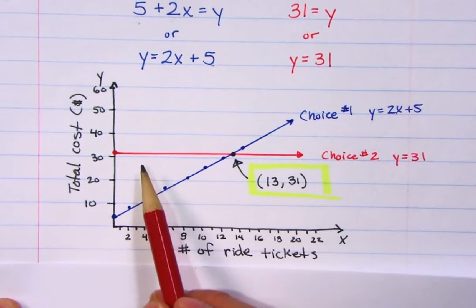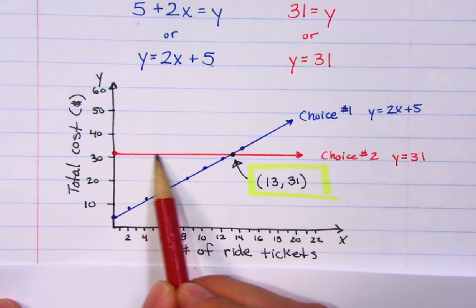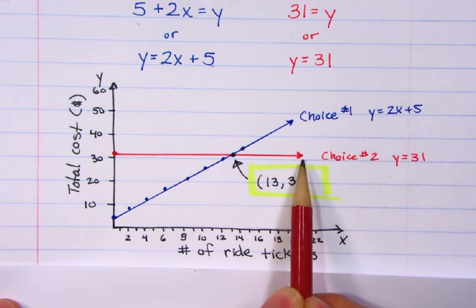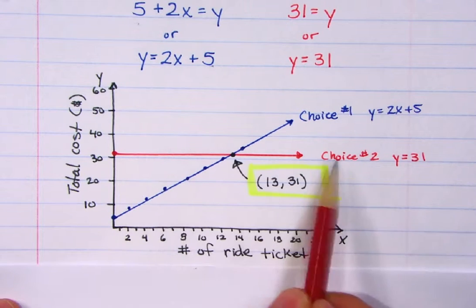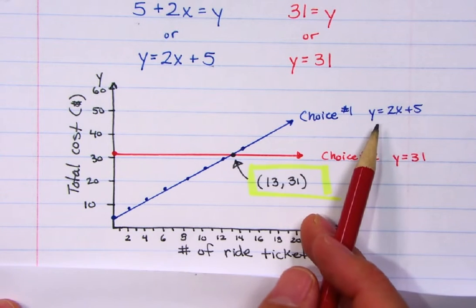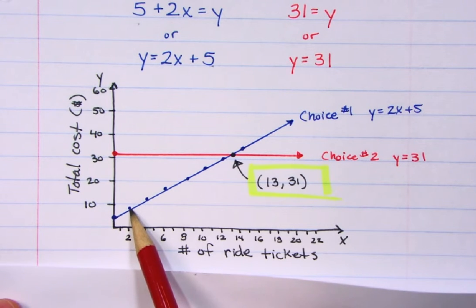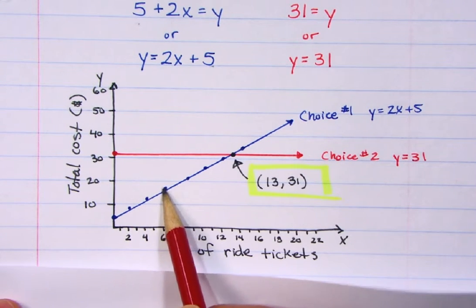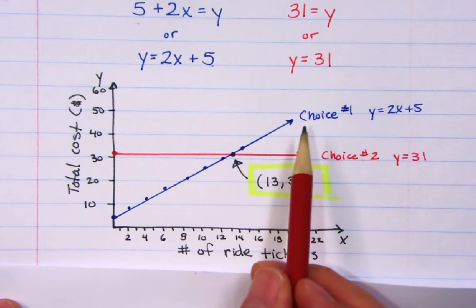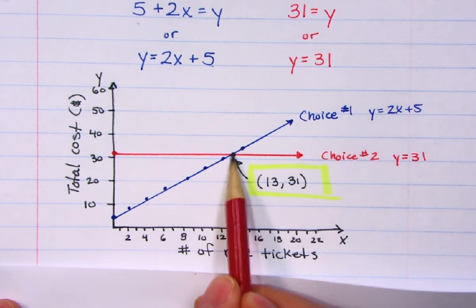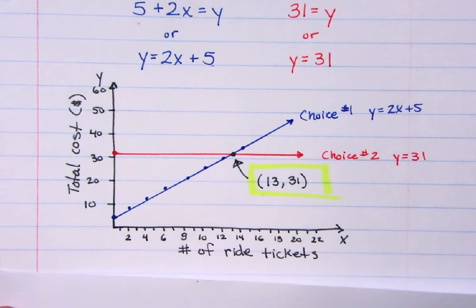Notice this red line. This is choice 2. It starts at $31, and no matter if I go to 1, 2, 3, 4, 5, 6, 7, doesn't matter. I'm just going to pay $31 flat. It's a flat fee. That's what they call it, flat. Versus choice 1, I start at $5, and then it goes up $2 each time. So that's 7, that's 9, that's 11, 13, it keeps on going. So it moves up just like that, and I noticed that, wait a minute, there's one point where they cross. What does this mean is the question.